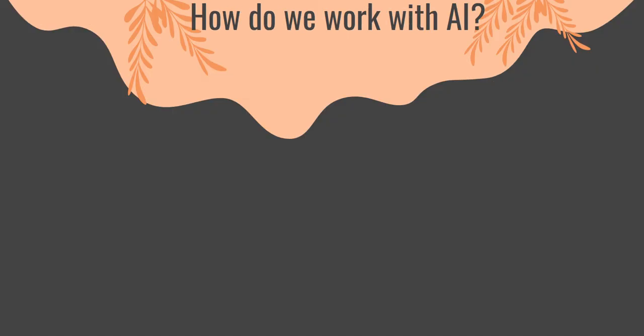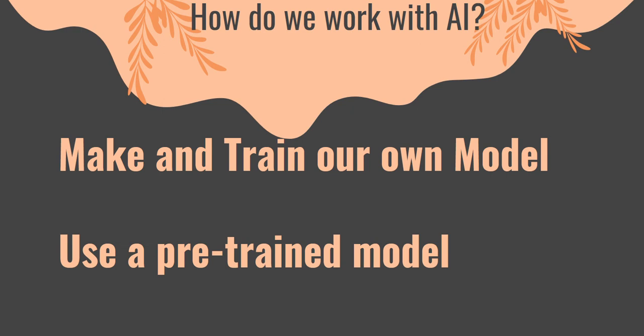So how do we work? We have two different ways. Either we make and train our own model, or someone is already saying, I have this model which can detect soft toys, please use it. That is called a pre-trained model. So we can use that also. And in this course, we are going to do both the things. We are going to use pre-trained models also, and we are going to build our own models and then check on that.